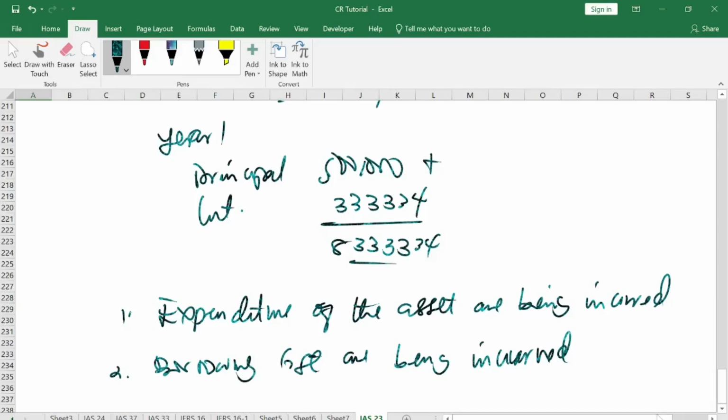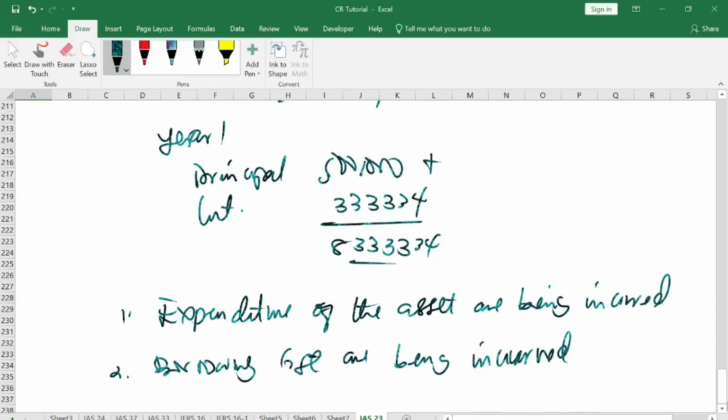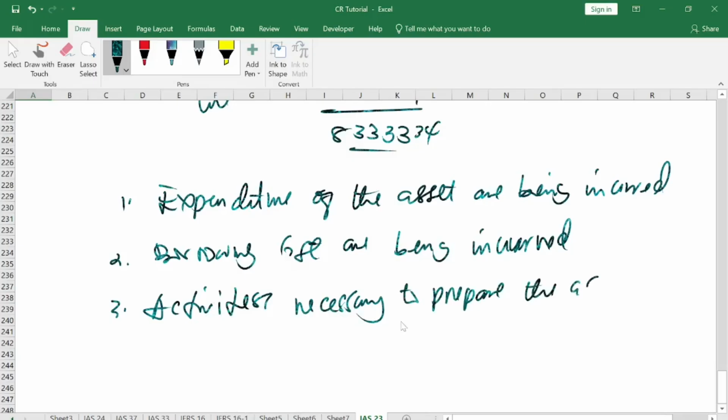So when you take a loan, maybe they give you a grace period of 1 month, and in the subsequent month you have to start paying the cost of the loan. When that starts affecting the loan that you took, you need to capitalize it if it qualifies under IAS 23. And then the last one is activities necessary to prepare the asset for intended use.